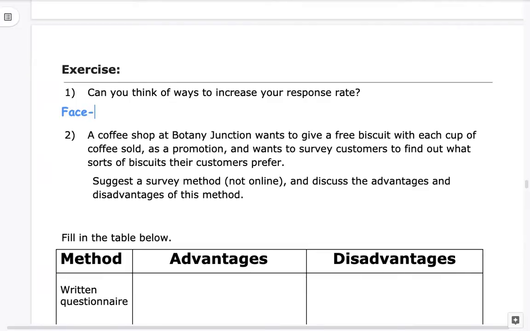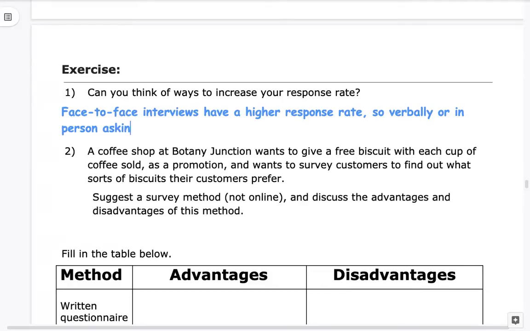Well, we know that face-to-face interviews always have a higher response rate. So verbally or in person asking people to do a survey will increase the response rate. Okay, so that's one example.